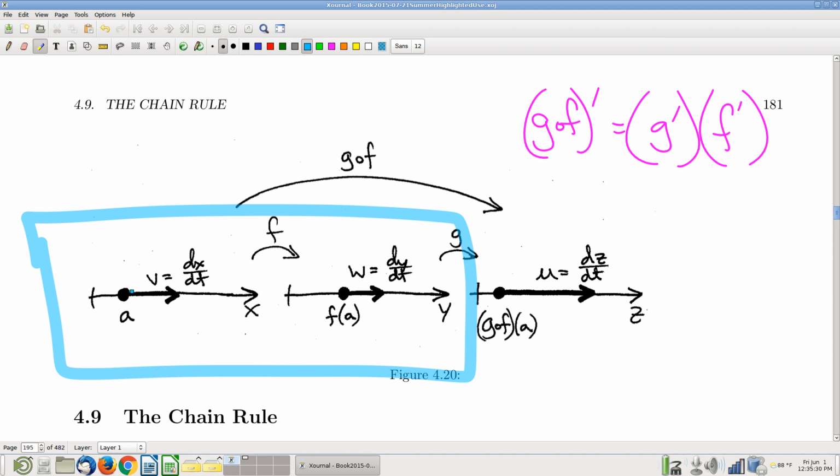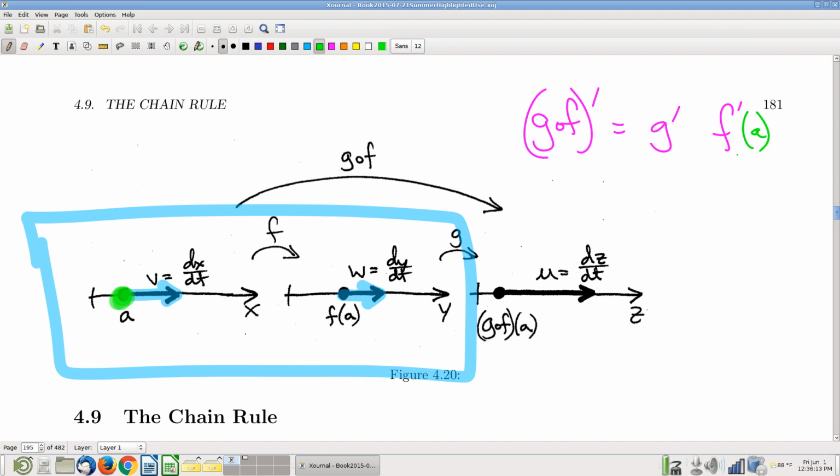When I say that F' is the factor you multiply by the input velocity to get the output velocity, what I mean is not just F' as a function, but F' evaluated at the input point. The function is being applied at this point A. So if I want to know how input and output velocities relate, I need the derivative at that same point A. So F' is evaluated at the same point where F is evaluated. That's A. So this is F' of A.